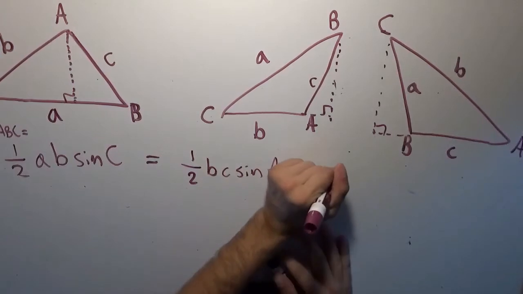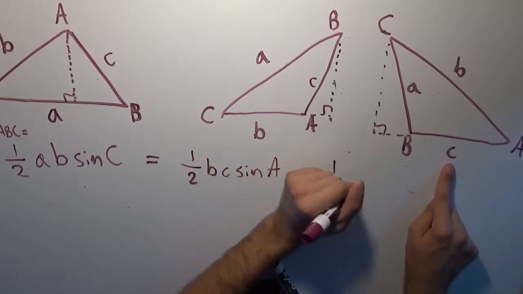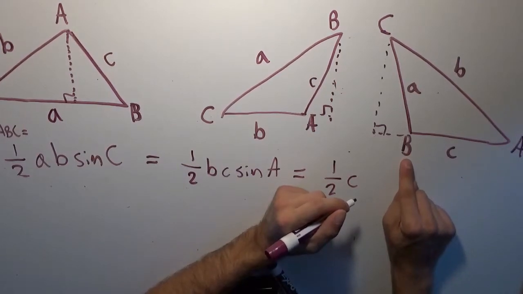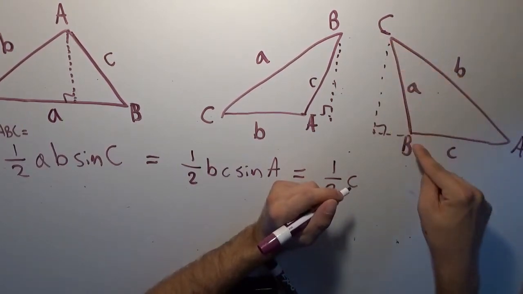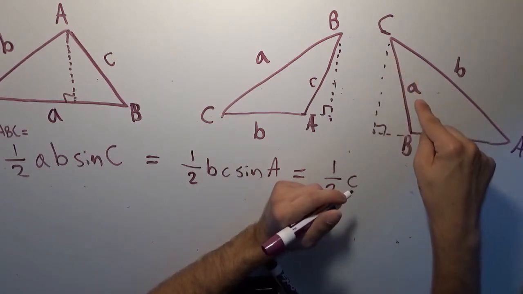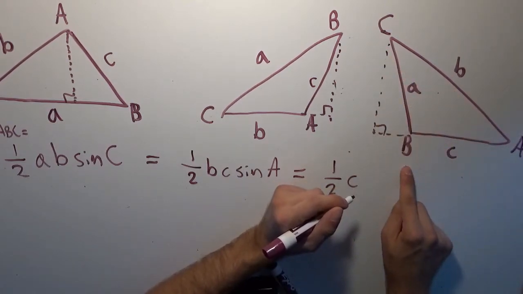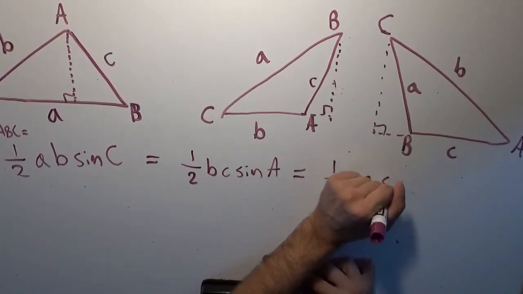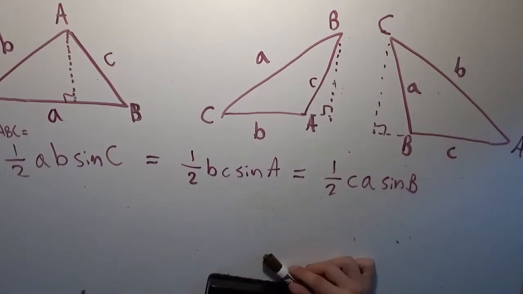triangle, and we get 1/2 times the base little c, and now we know that the sine of B is going to be equal to the height divided by the hypotenuse little a, which means that the height of the triangle is going to be little a times the sine of capital B, just like in the other two cases. So we get little a times the sine of capital B.